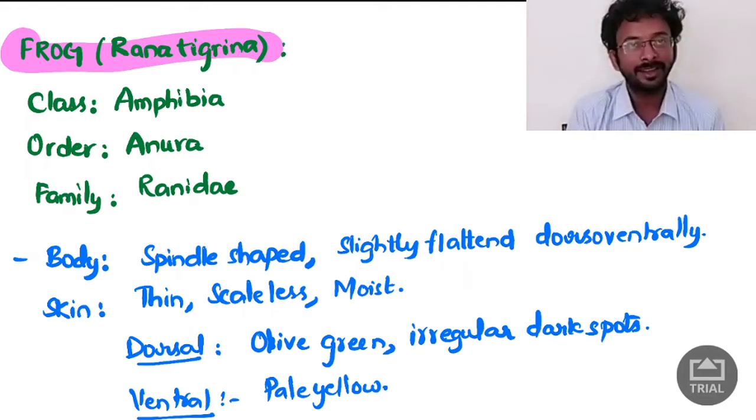In this class, we are going to learn about frog. The scientific name of frog is Rana tigrina. Class, Amphibia. Order, Anura. Family, Ranidae.